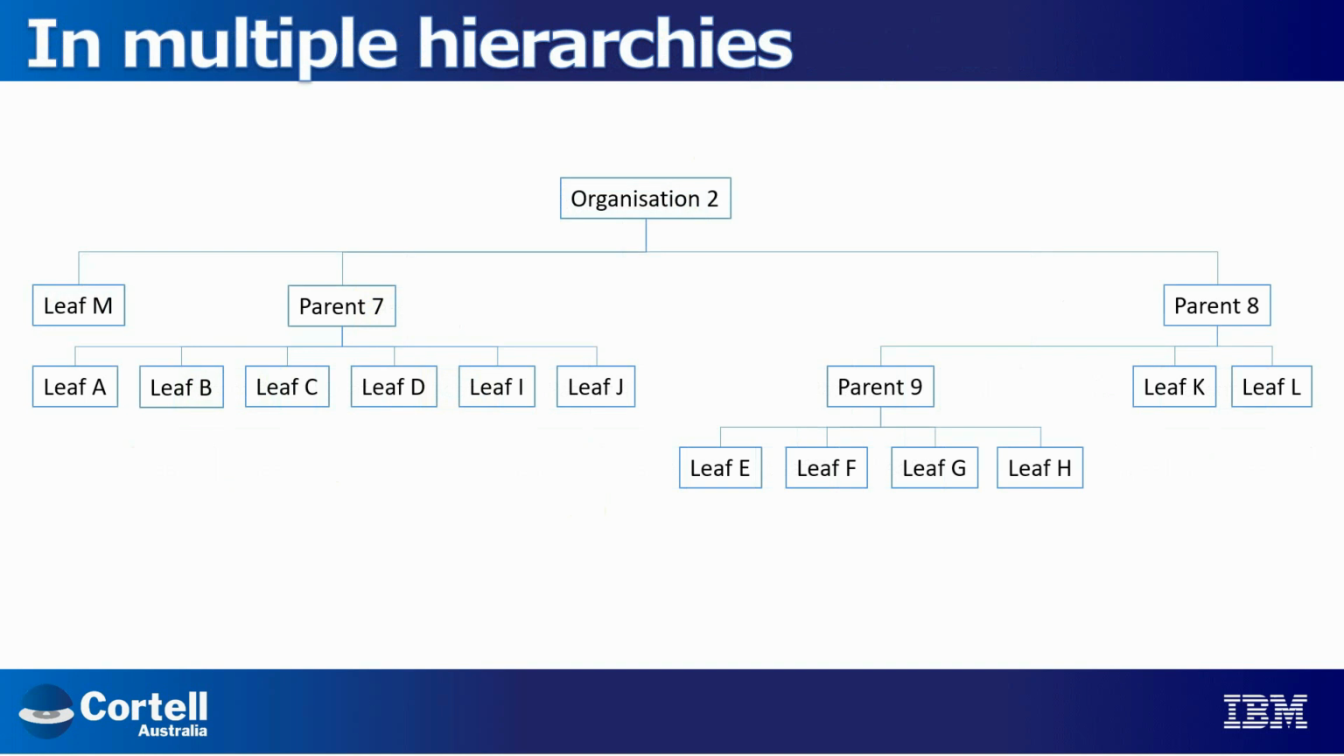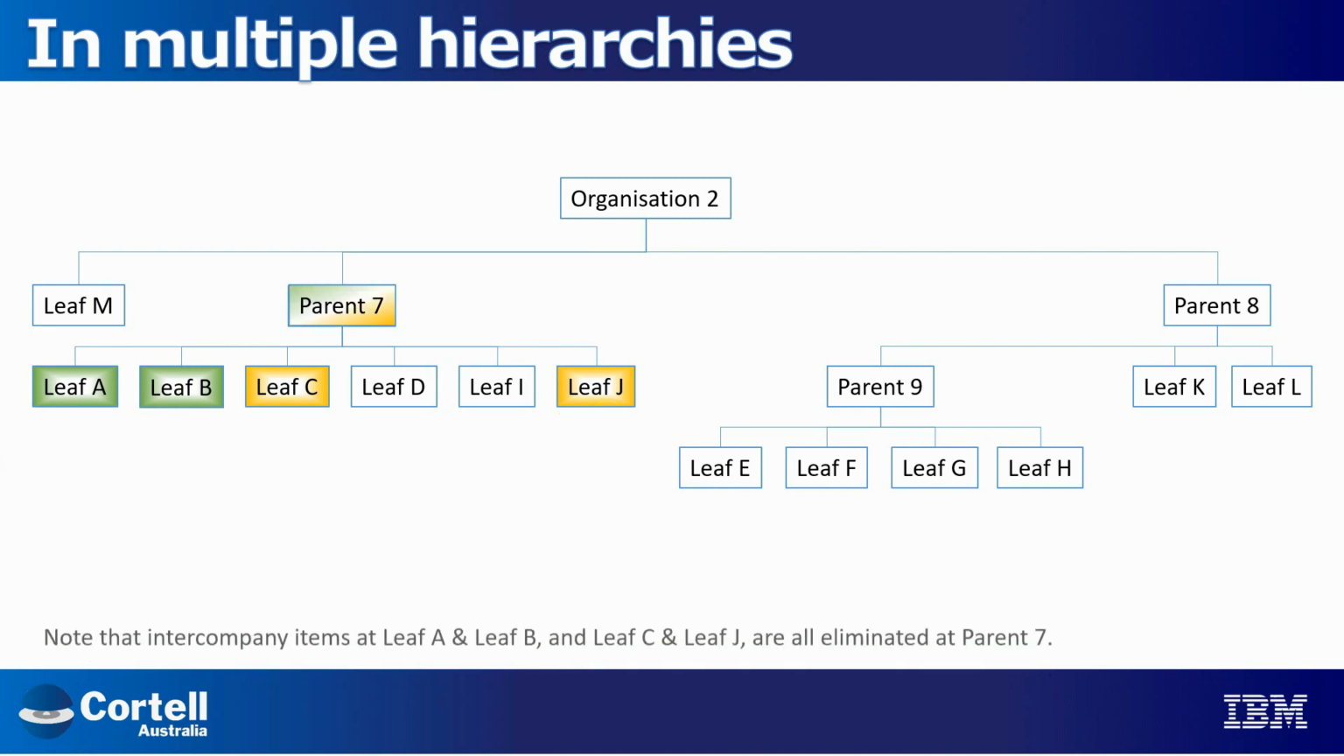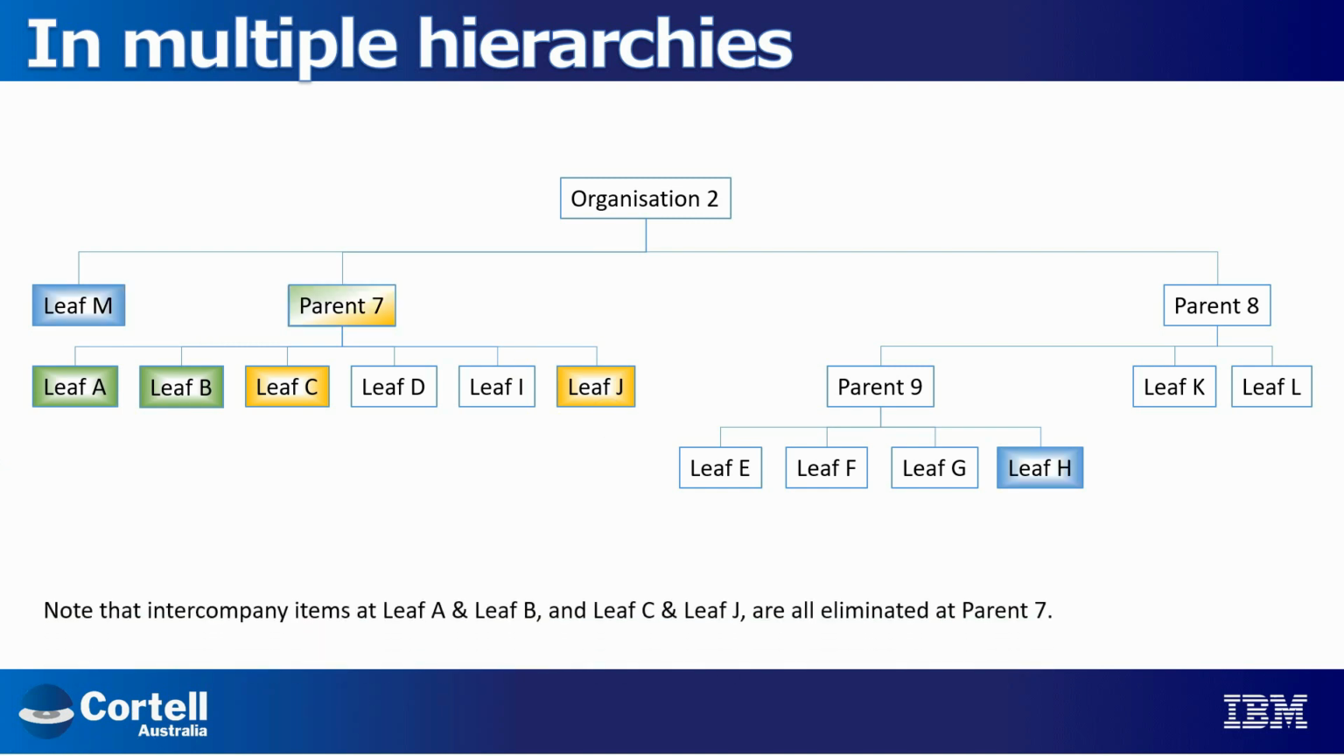And we may have multiple hierarchies. We may have a management accounting hierarchy, a legal entity hierarchy, a regional hierarchy. So we're adding up the same subsidiaries' accounts, A through M, but in different ways. So A and B trading and C and J trading, as we saw before, but in this structure those transactions will all eliminate at parent 7. And Leaf M and Leaf H trading, first parent in common is going to be organisation 2.